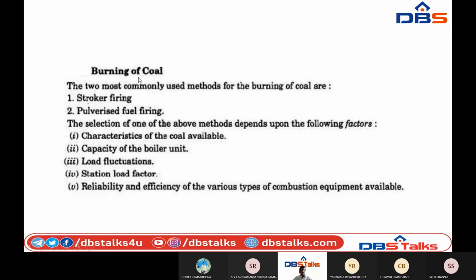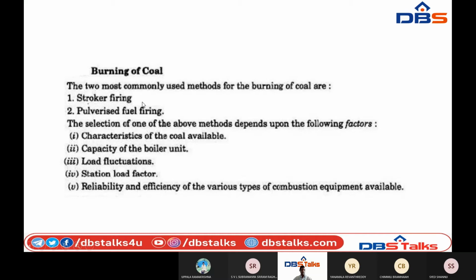Burning of coal. The most commonly used methods for burning of coal, we already know, are stoker firing and pulverized fuel firing. Stoker firing is a power operated feeding system. Power operated fuel firing system. Pulverized will be discussed later. The selection of one of the above methods depends upon the following factors: characteristics of the coal available, capacity of boiler unit, load fluctuations, station load factor. By following these factors, we have to select whether it is suitable for stoker firing or pulverized fuel firing.